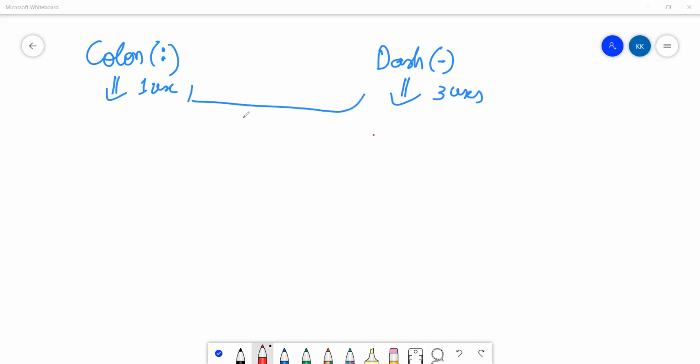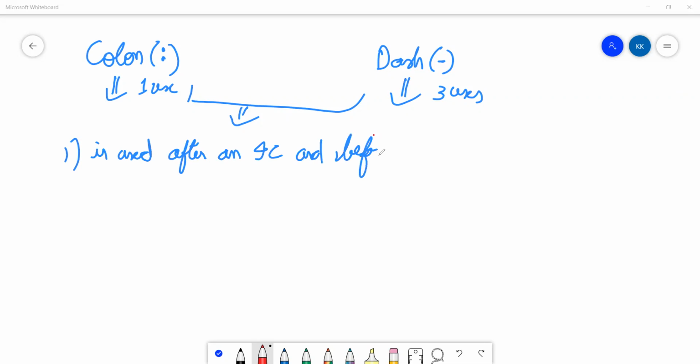What is the common use for both these things? The first use is, a colon or dash is used after an independent clause and before a list of things. List of things. Now, you will not understand if I say it like that. So the example for this, listen carefully.